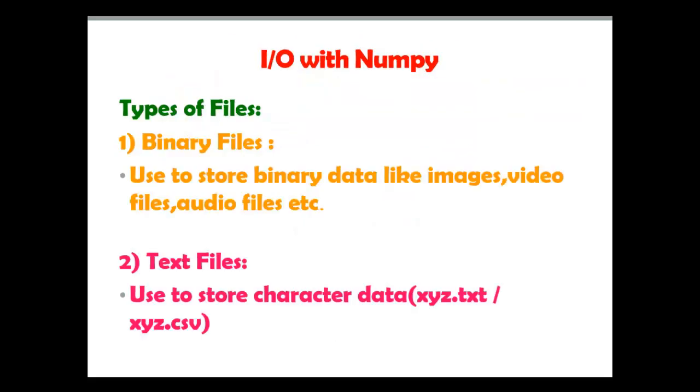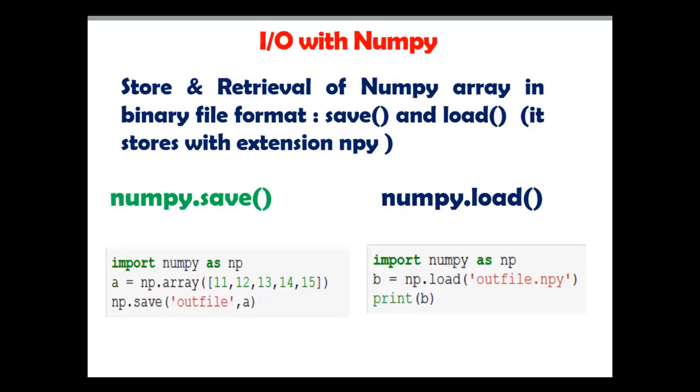There are different types of files: binary files and text files. Binary files are used to store binary data like images, video files, audio files, etc. Text files are used to store character data like xyz.txt, xyz.csv. Now, to store and retrieve a NumPy array in binary file format, we have to use the save and load functions. It stores with the extension npy.